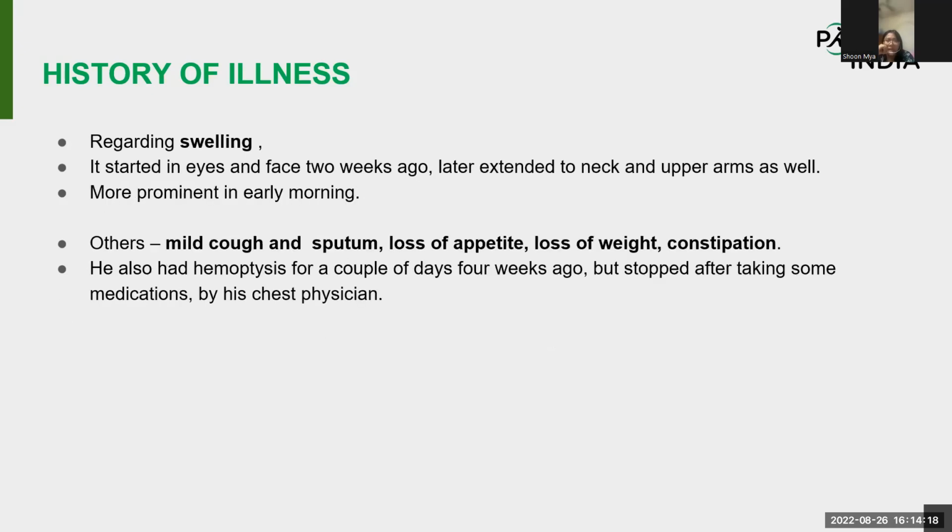Regarding swelling, it started in the eyes and face 2 weeks ago, and later extended to the neck and upper arm as well, and the swelling was more prominent in the early morning. Another associated symptoms: he has mild cough and sputum, loss of appetite and loss of weight, and occasional constipation. And I missed that he also has some mild right-sided chest pain. The patient also had hemoptysis for a couple of days 4 weeks ago, and it stopped after taking some medication prescribed by his chest physician.